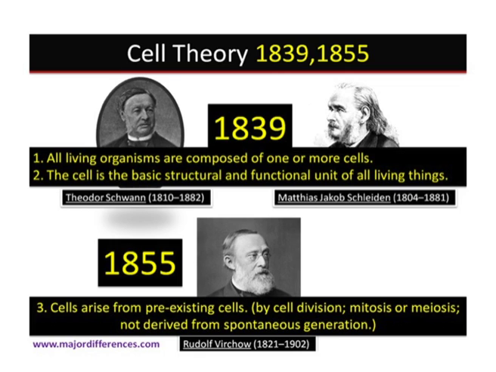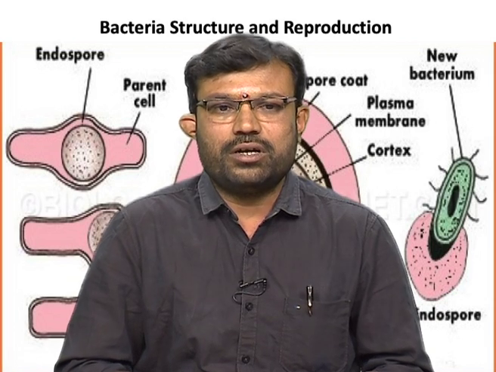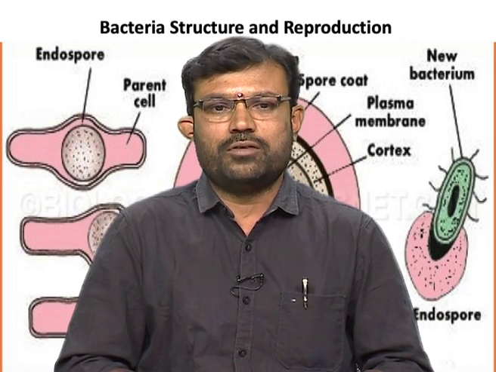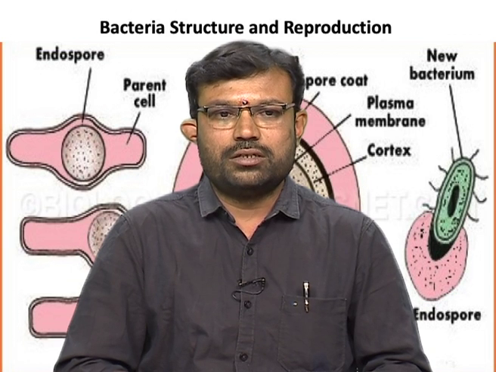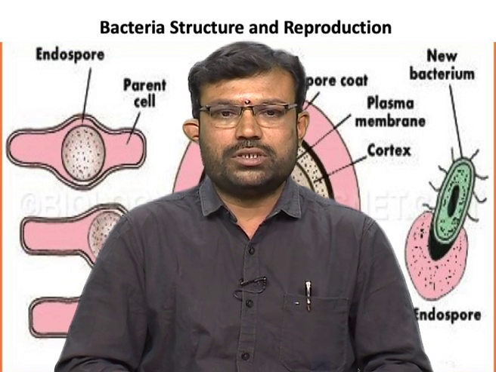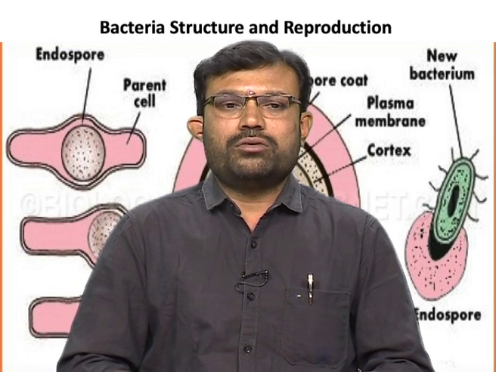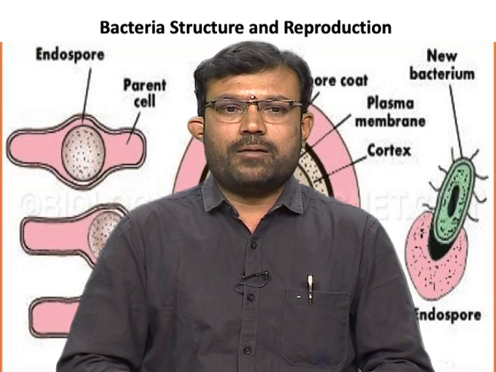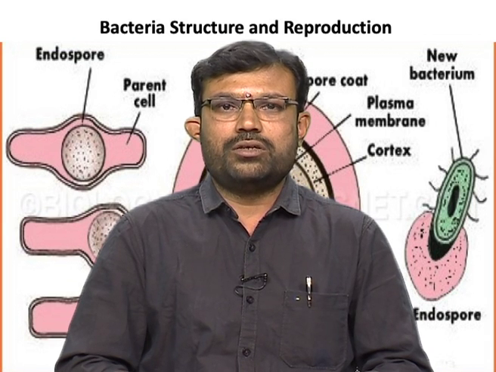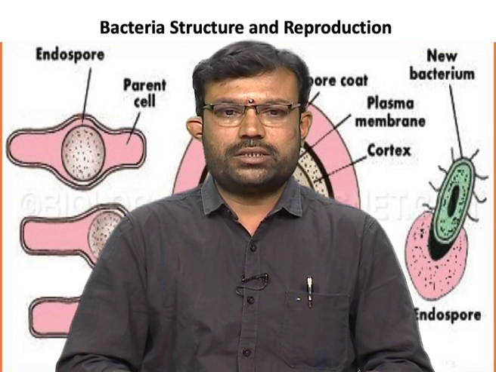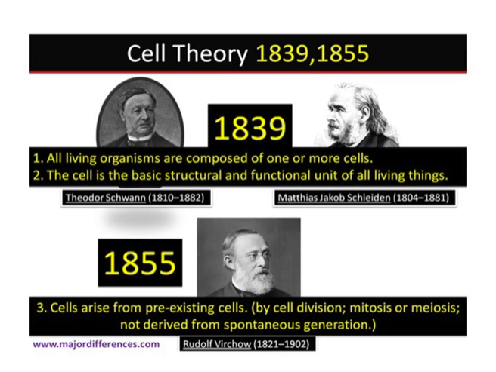According to the cell theory, all living organisms are made up of pre-existing cells. All living organisms are composed of one or more cells, and these cells develop from pre-existing cells. So, according to the cell theory, the cell is the basic structural and functional unit of living things.